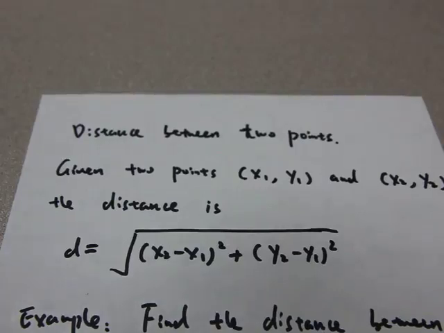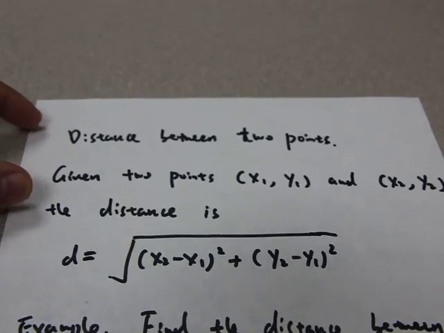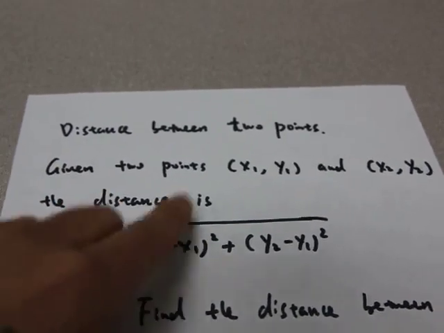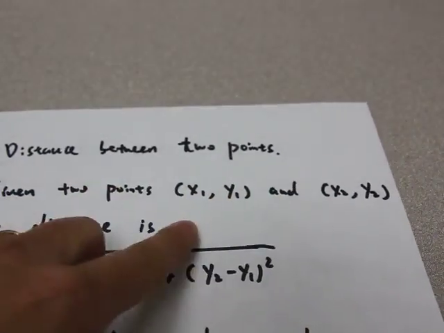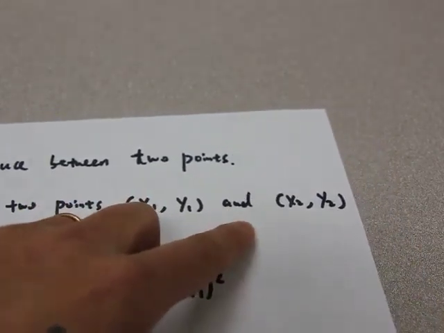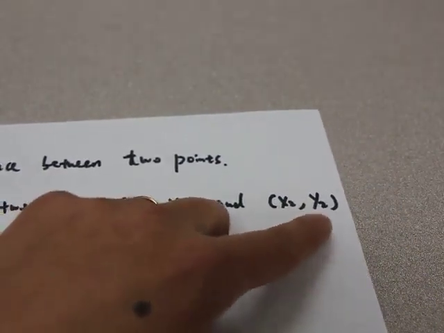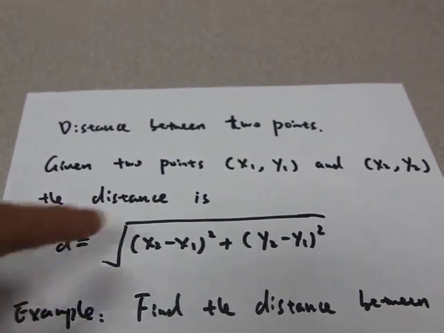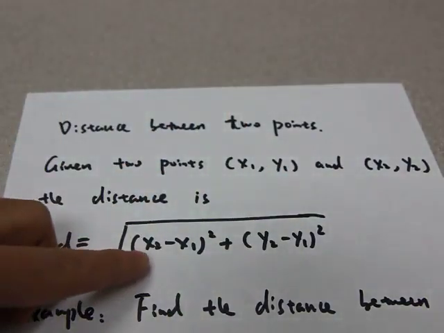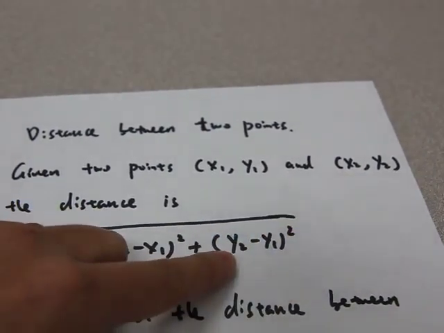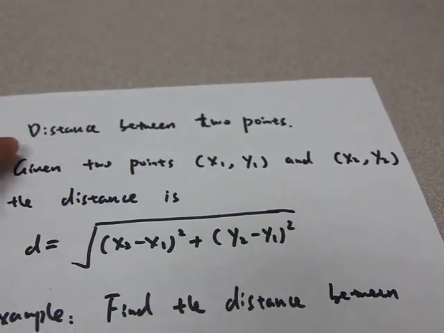In this video, I'm going to show you, if we're given 2 points on the coordinate system, how to find their distance. So the formula is this. If we're given these 2 points, the first point has the coordinate x1, y1, and the second point has the coordinate x2, y2. The distance we use d to represent, and this distance is given by the square root of x2 minus x1 square plus the square of y2 minus y1.